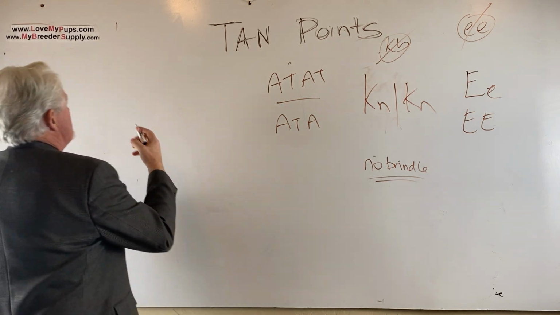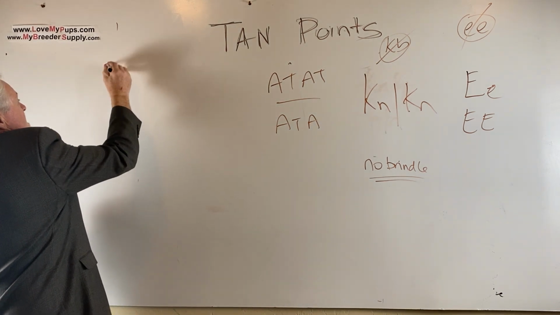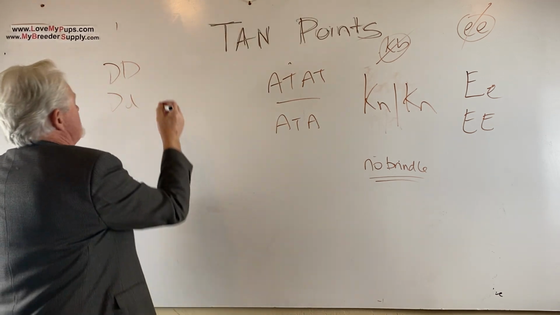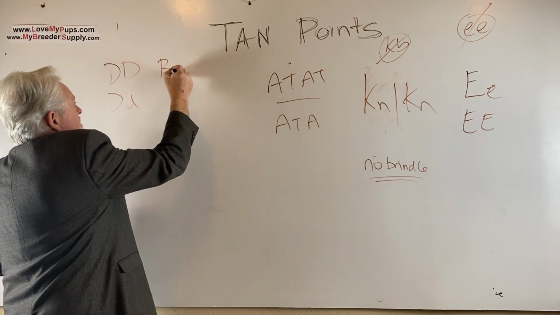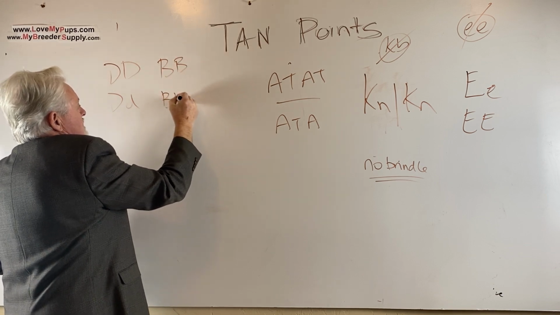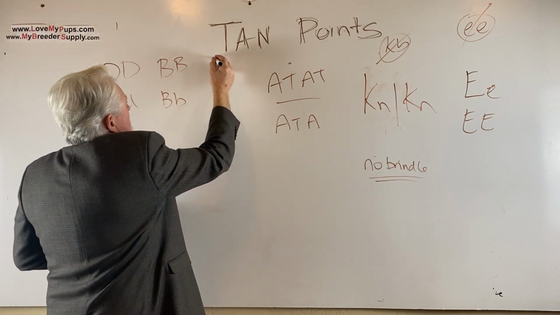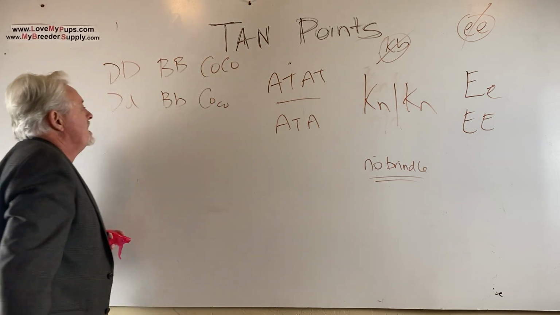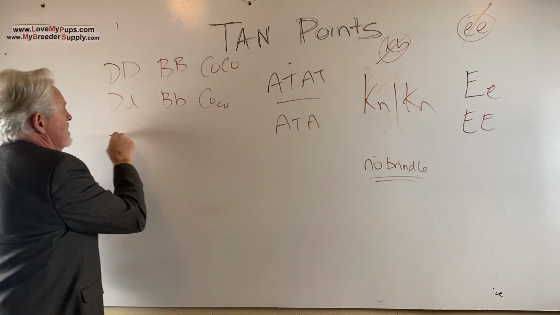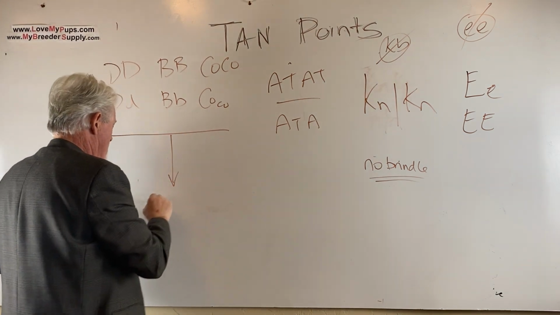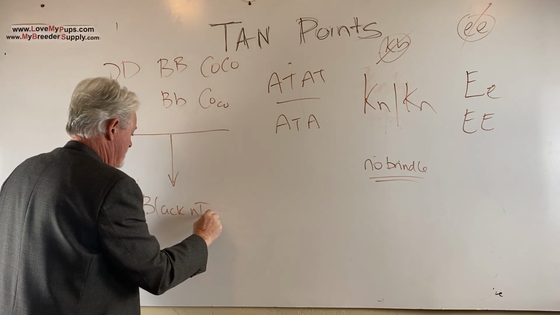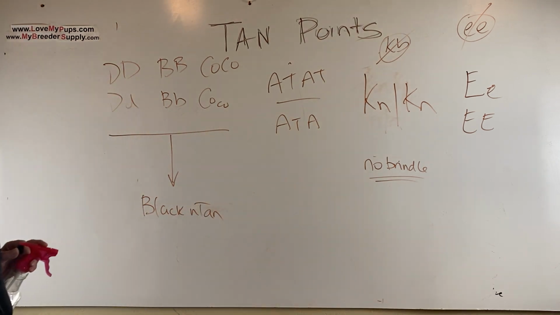and tan. So it's got to be either big D or big D, which means it doesn't show blue, and it's got to be big B or big B, and it's got to be big CO or big CO, little co. All of those produce a black and tan. There's your black and tan.